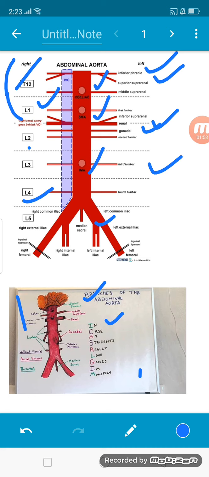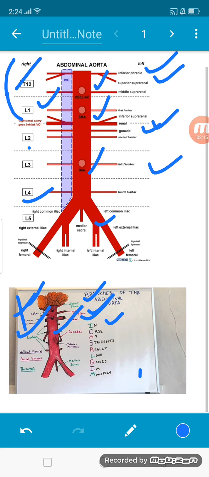C stands for celiac trunk or celiac artery. M stands for middle suprarenal, which is this. S stands for superior mesenteric artery. R stands for renal artery. L stands for lumbar arteries, which is this. G stands for gonadal arteries, which include the testicular and ovarian. IM stands for inferior mesenteric, and Monopoly stands for median sacral.